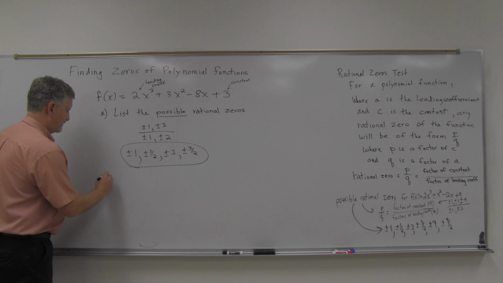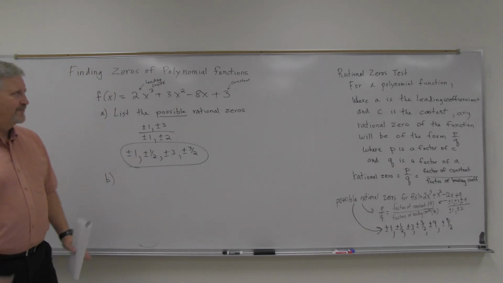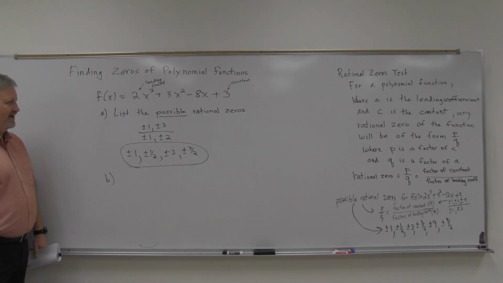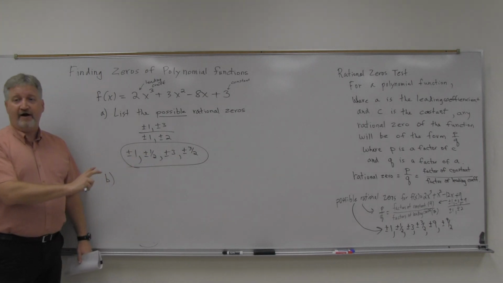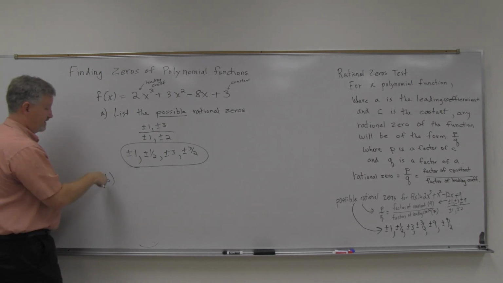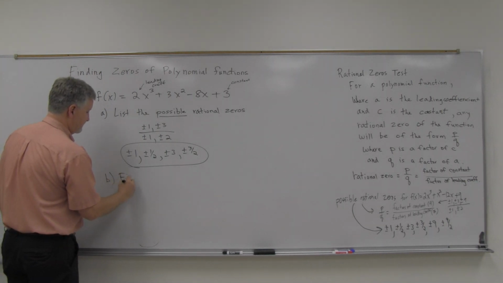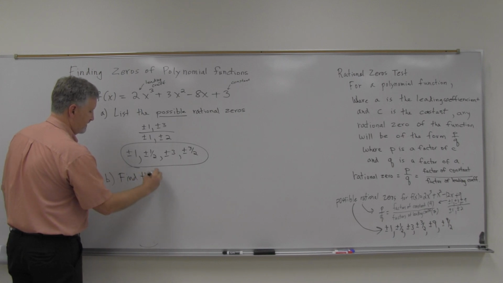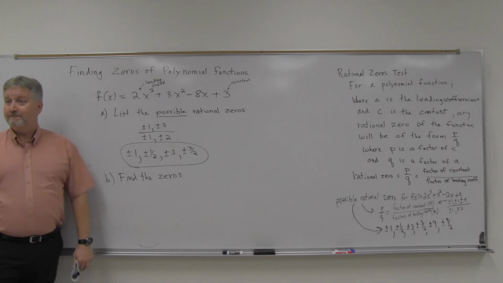Okay. Well, what is the point of that? Besides just being for fun there. Well, again, what this does is this gives me a list to try. So now, on part B here, what are the zeros? Let's find the zeros of f of x. So we're going to plug those in for synthetic division.